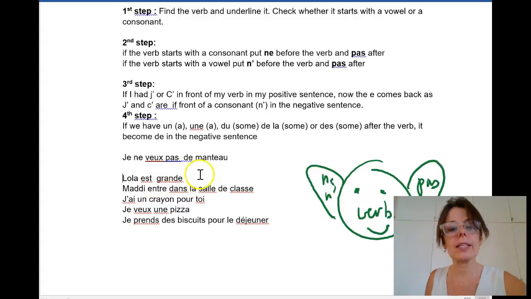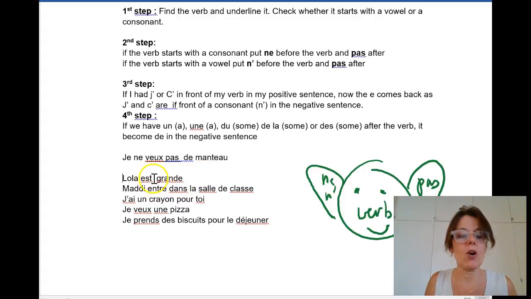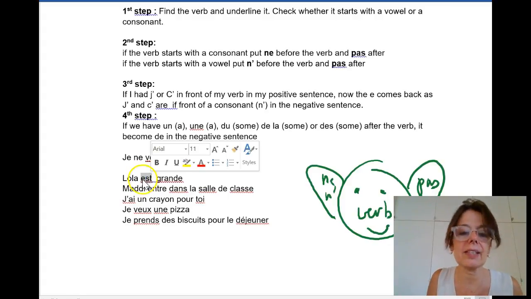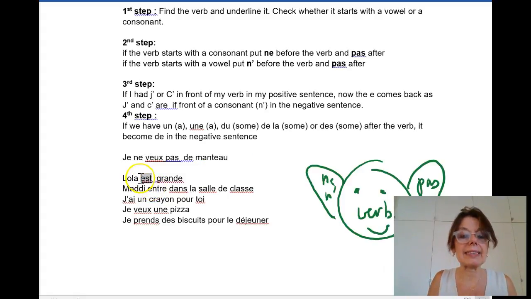Lola est grande. Lola is tall. So my verb is probably the second word of the sentence. Est, can I say he is? Yes, I can say he is or she is. Yep, probably a verb. I'm going to underline it. It starts with a vowel. I put n apostrophe in front. I put pas after. I don't have j apostrophe or c apostrophe at the start of my sentence, so I don't need to do anything. And I don't have un, une, du, de la, or des. So here we are. Lola n'est pas grande.